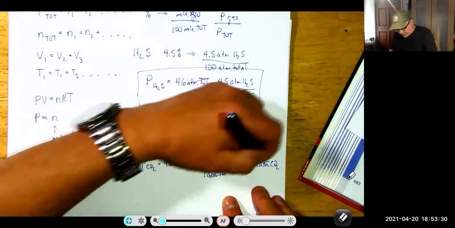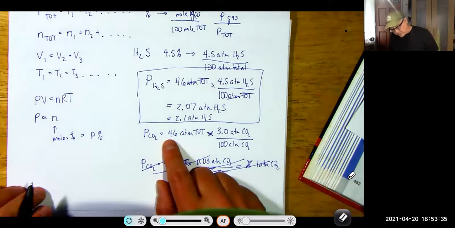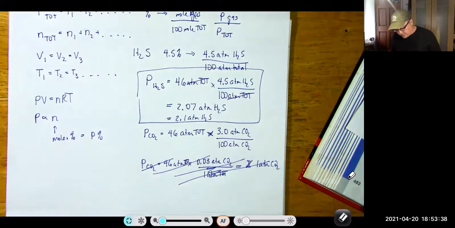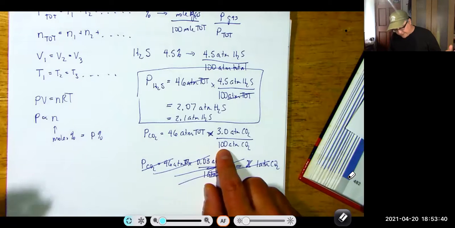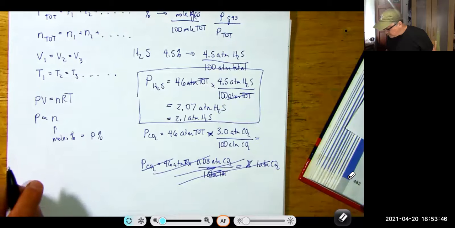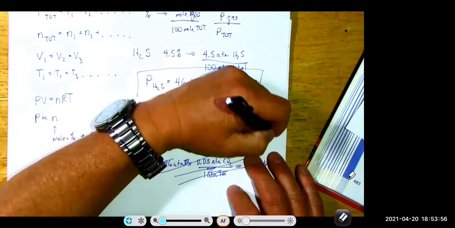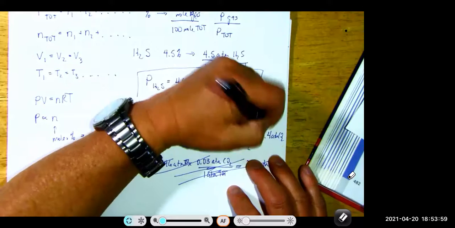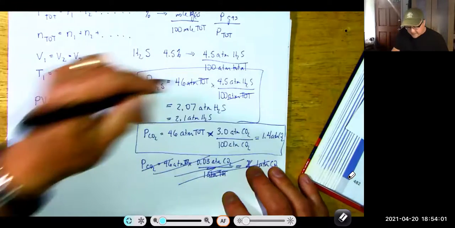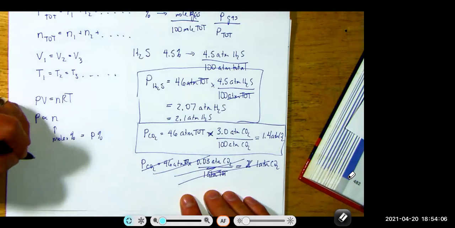So we don't want to do this. We want to do this, and it becomes very easy then, because 46 times 3 is 132. 132 divided by 100 is 1.3. It's 1.4. And there are 2 ways of getting the nitrogen. You could do it this way, or you could subtract them all from the total.